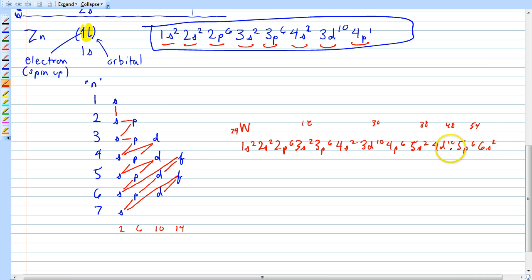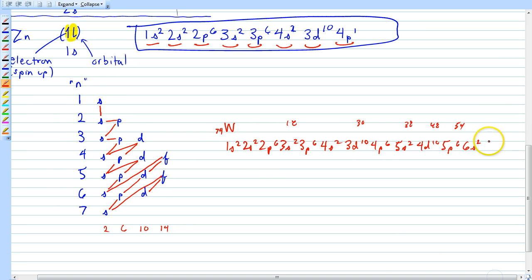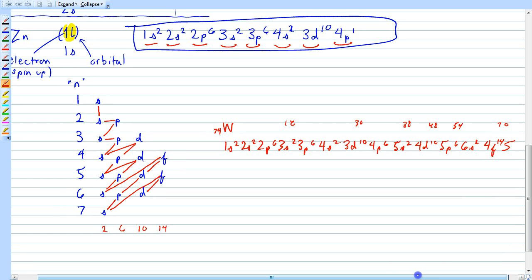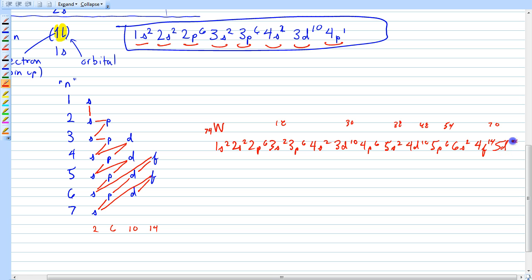And now I'm into the 4f. Now the 4f can hold 14. Alright, so let's see, 54. I better count these up again. I've got 10, 12, 18, 20, 30, 36, 38, 48, 54, 56, 70. So now I'm up to 70, and what's after the 4f is the 5d. So my last sublevel is going to be 5d with 4 electrons in it.